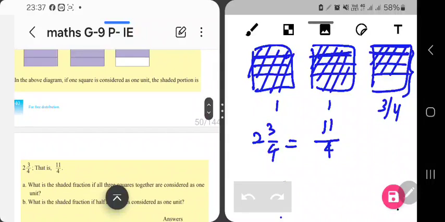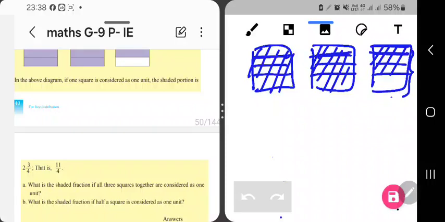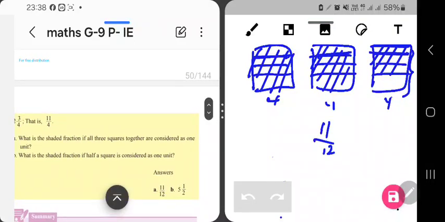So now here the question A is, what is the shaded fraction if all 3 squares together are considered as 1? To answer that, we need to understand how many total equal rectangles are there. Now 4 is here, 4 is here, 4 is here, so 12 rectangles are there. And out of those 12, how many are colored now? 11 are colored. So 11/12 is the answer, as you can see in the answer down below.